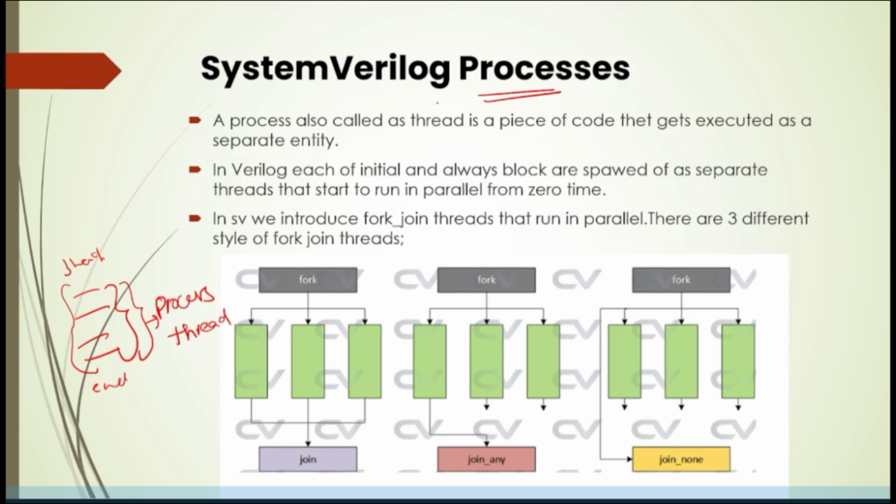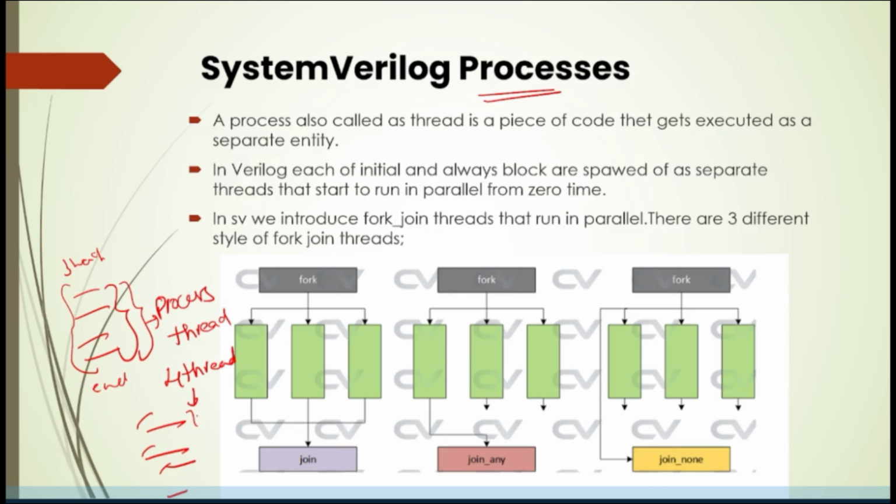Mostly, if you look at any websites, you will find this name as threads. So a process is also called a thread, which is nothing but a piece of code that is executed as a separate entity. Separate entity means if you are writing four threads, that means you are writing four processes, where the four processes will be executed parallelly.